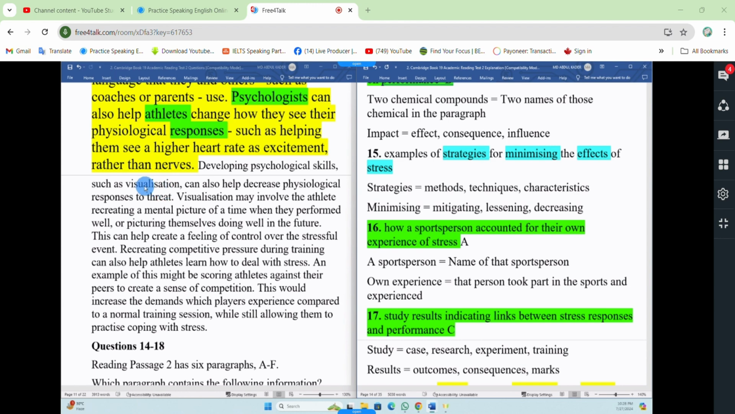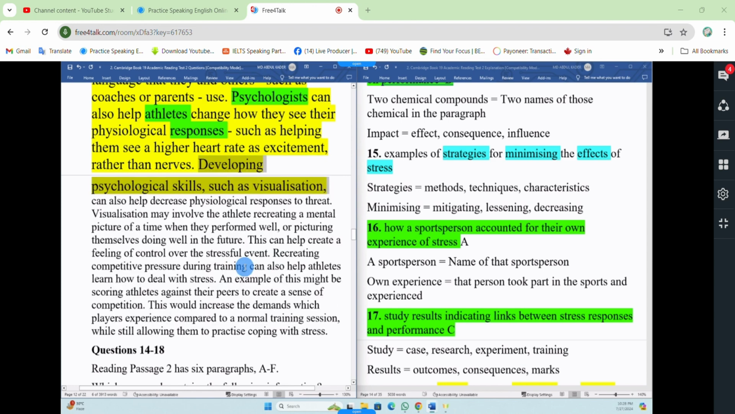Okay. So visualization means developing psychological skills such as visualization. So basically here we can see developing psychological skills. Developing psychological skills such as visualization. So this is our one solution. This can also decrease physiological responses. Okay. Second one, maybe we are going to have recreating competitive pressure.